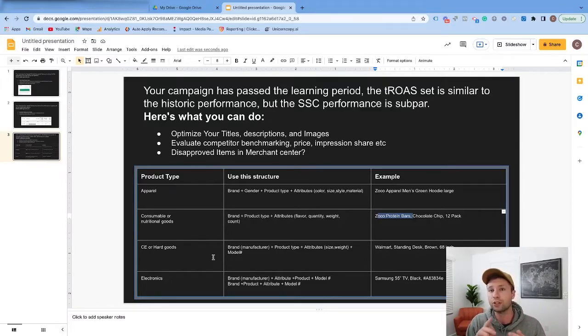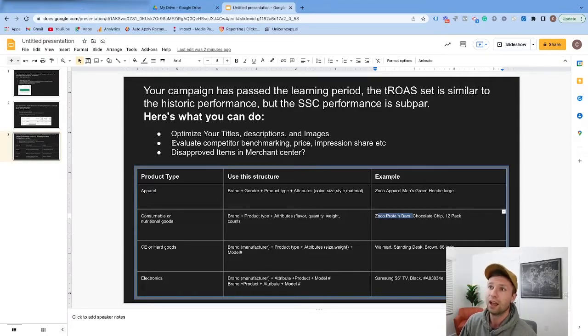Also, make sure you're testing your descriptions. And very important, Google Shopping ads are obviously very image based, so test different images as well. The difference between a good image and a bad image can massively increase the traffic, decrease your cost per click, and increase your target ROAS as well.